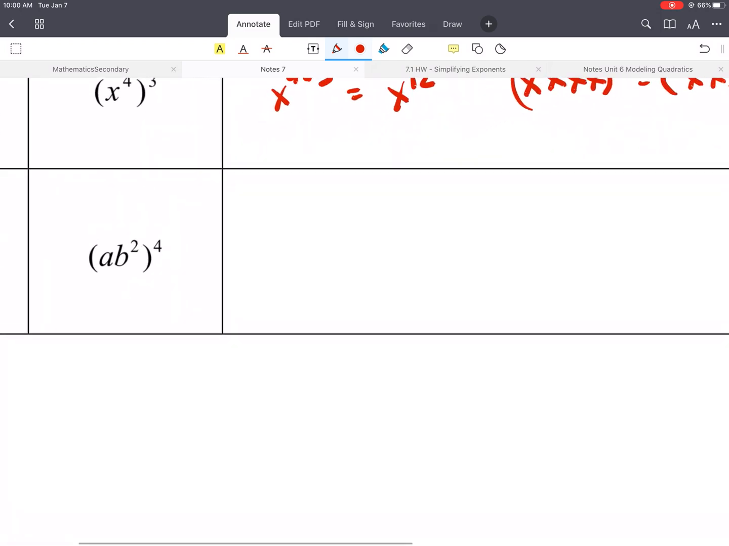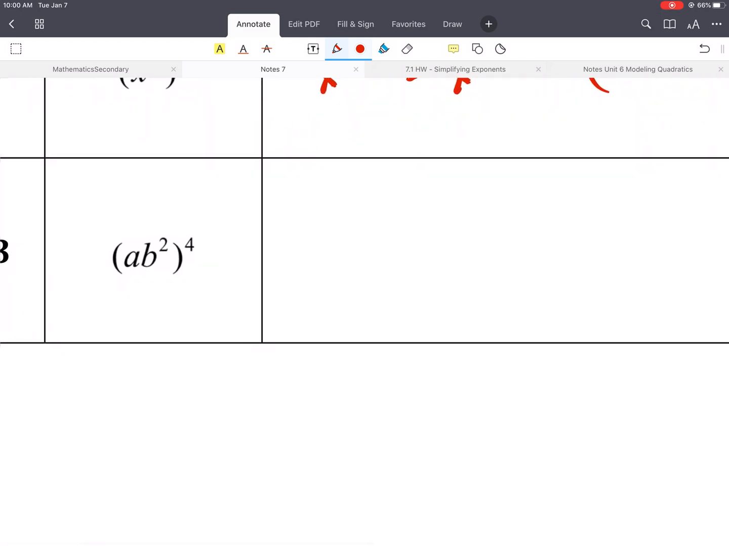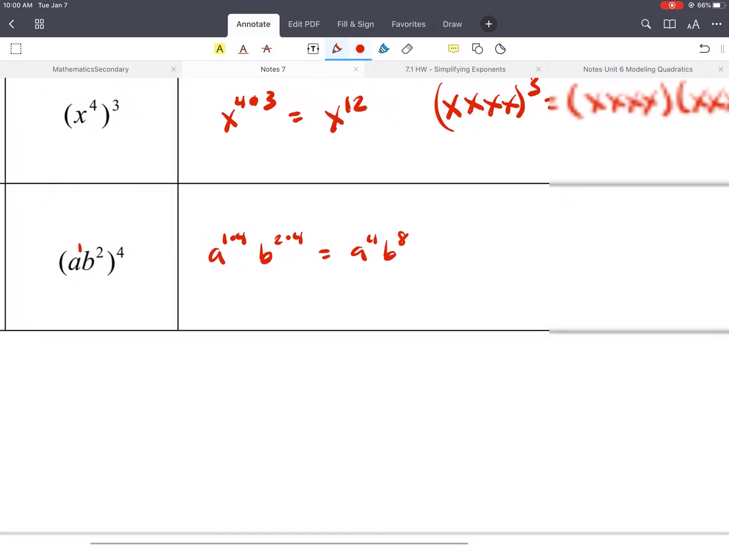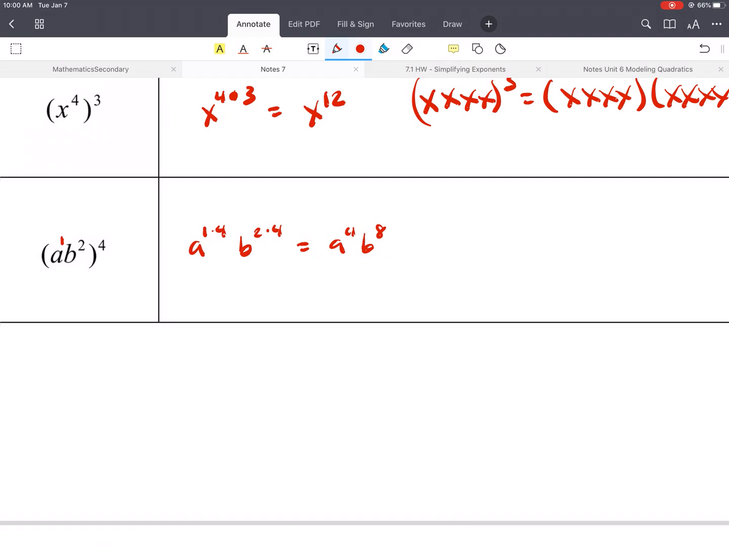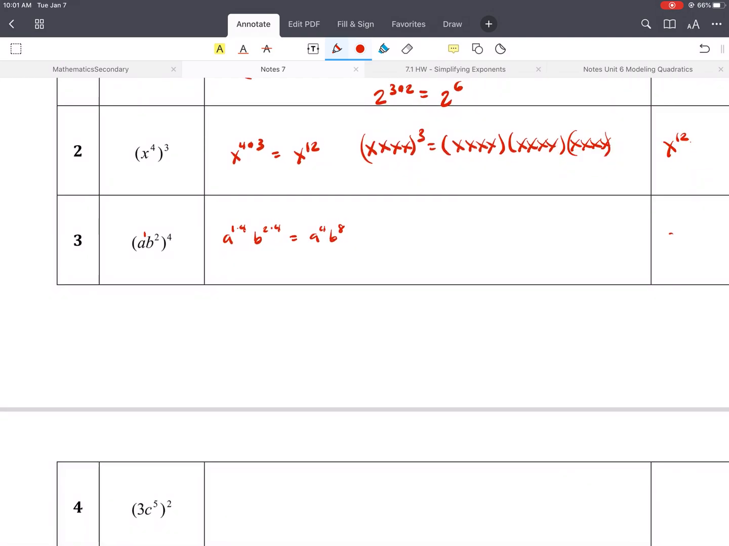Okay, all right, again, you could say that could be a 1, and then we are going to do that again. So a to the 1 times 4, and b to the 2 times 4. That ends up giving us a to the 4th and b to the 8th. Or you could expand it again, but I think the easiest way is just to do it that way.